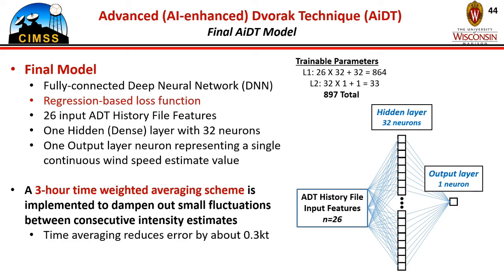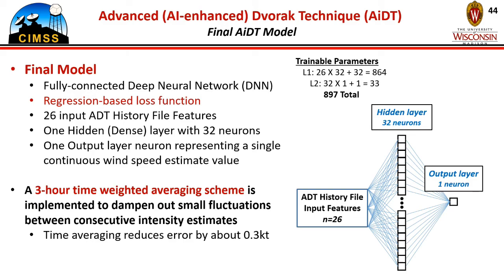That is a regression-based network. A final 3-hour time averaging scheme was also applied to help smooth out some of the noise that was obtained from the initial model. And it helped to reduce the error by about 1/3 of a knot.